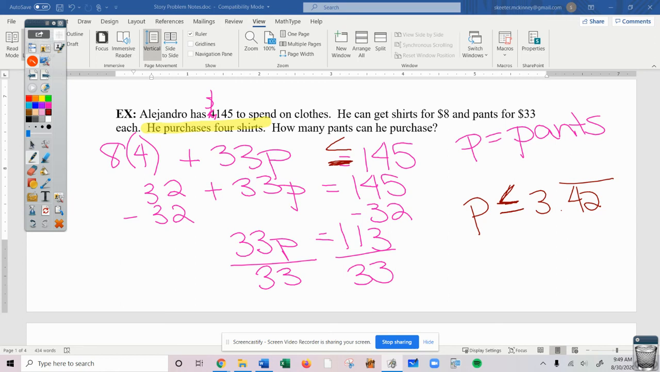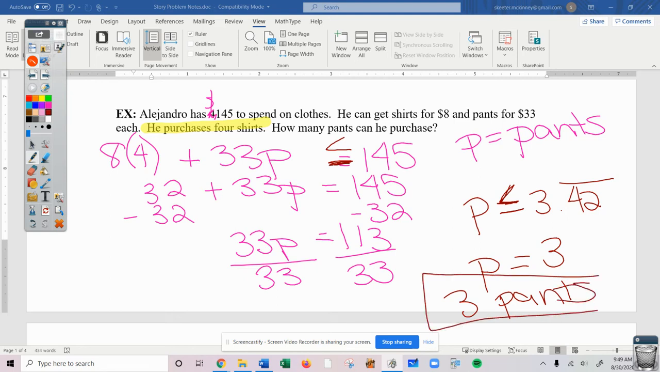So that tells us to go down. So even if this said 3.98, almost 4, right? We still have to go down because he doesn't have any more money. So we can buy 3, or Alejandro can buy 3 pairs of pants.